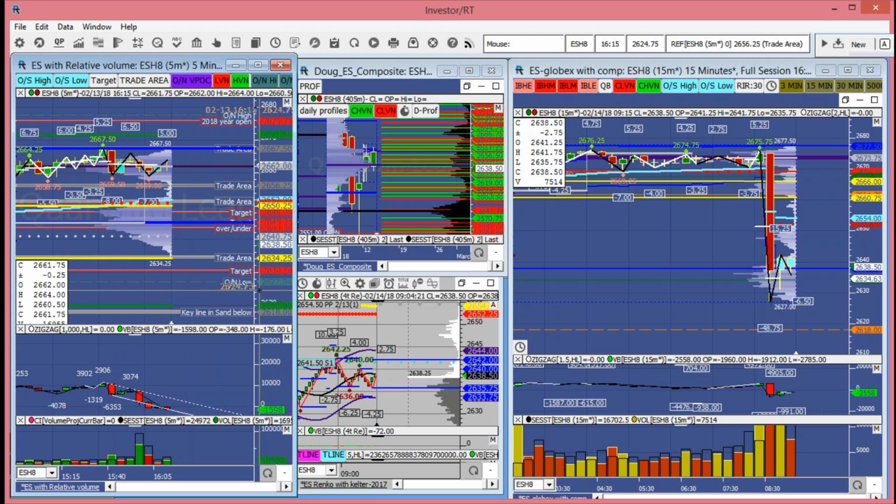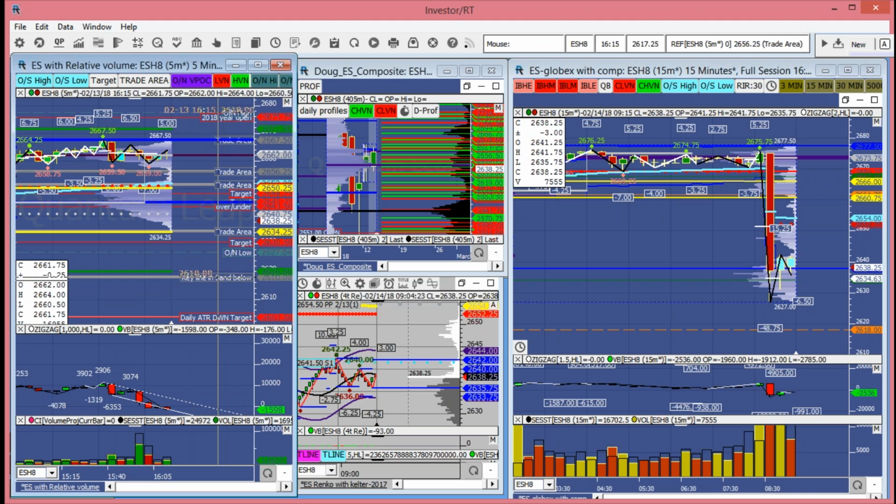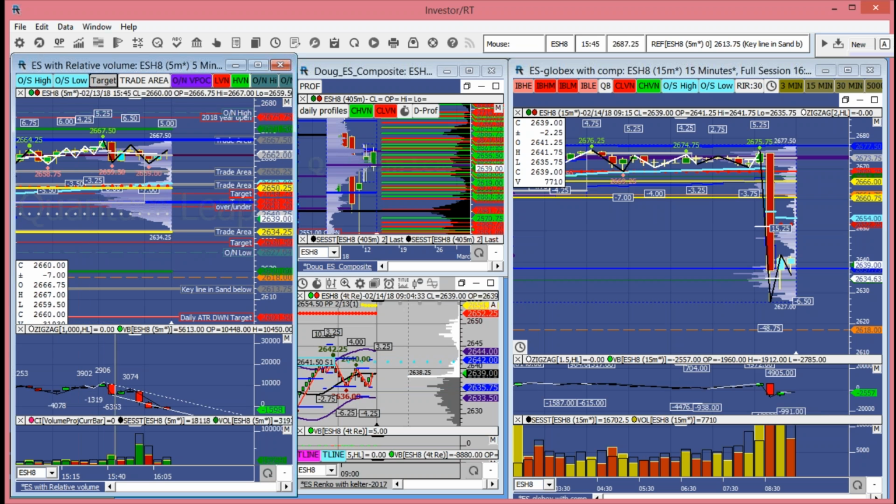Our key line in the sand, I'm going to shift down from the 18 down to the 13.75. And I'm going to use the 20 to 18 area as a trade area to either add into a short or look for a bounce down there.